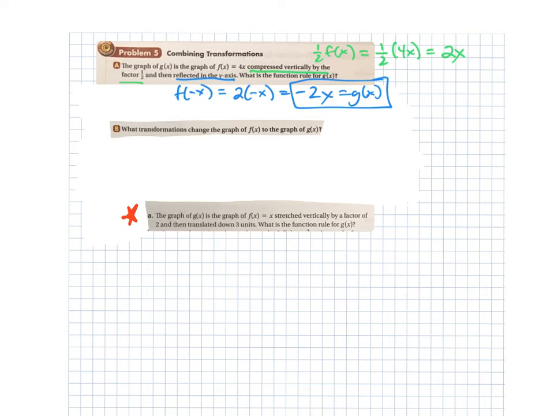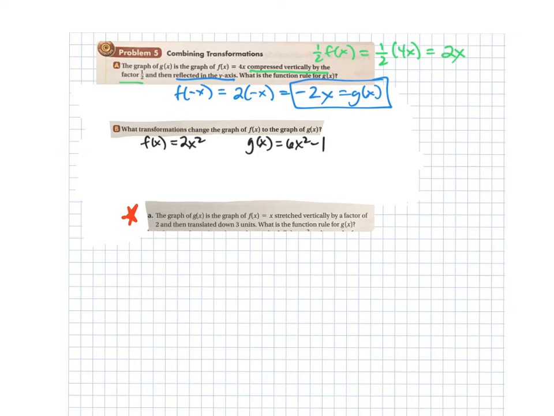Okay? And then this next one says, what transformations changed the graph of f of x to the graph of g of x? And this one's difficult because I actually did not include what f of x and g of x were for this example. So f of x happens to be 2x squared, and write this in your notes because these are not included in your notes. The notes you have doesn't have this. And g of x is 6x squared minus 1. Okay, so write that in your notes.